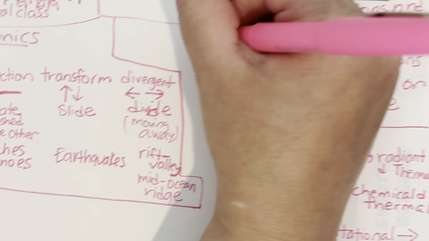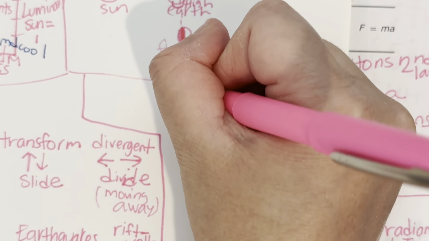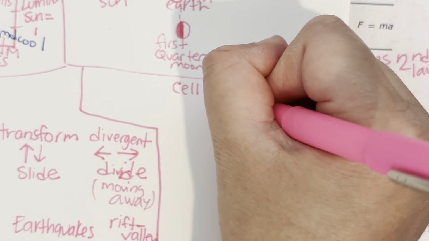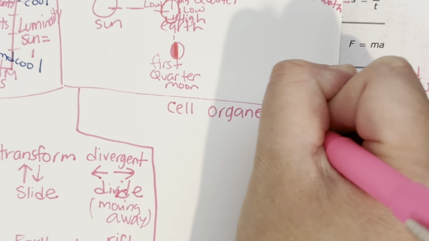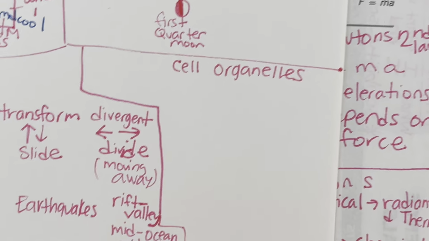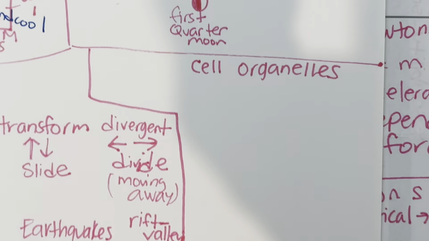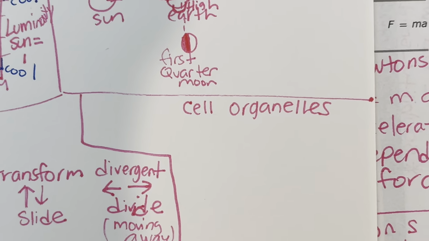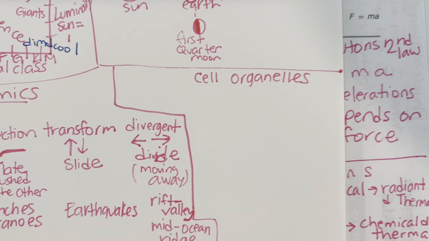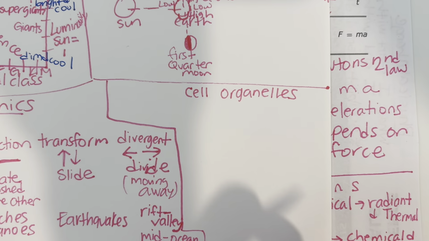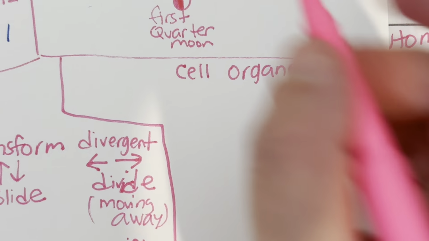Let's do cell organelles. Just a really quick cheat sheet on cell organelles. So within the cell, you have organelles that have specific functions, right? That help the cell function or do its job. So let's start off with the cell membrane.